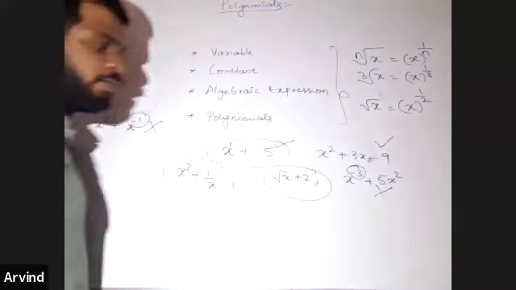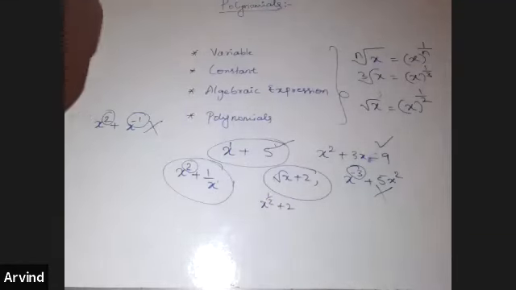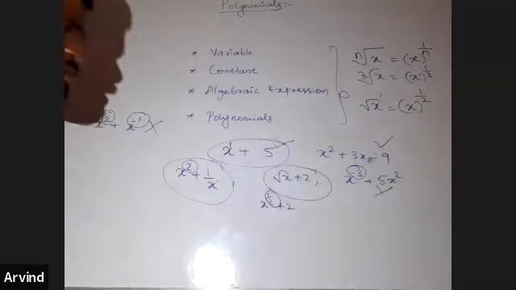So root x can be written as what? x to the power of 1/2. So this is x to the power of 1/2 plus 2. Now tell me, is it a polynomial? No, sir. Because the power is a fraction.